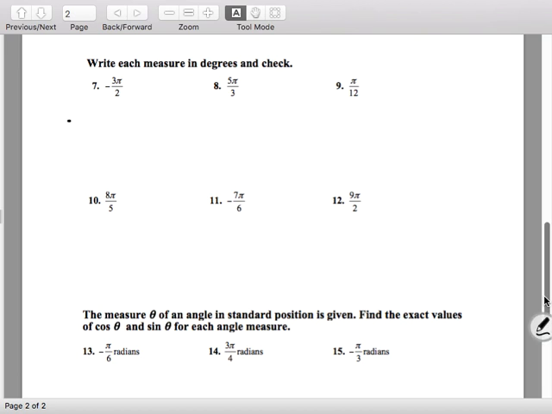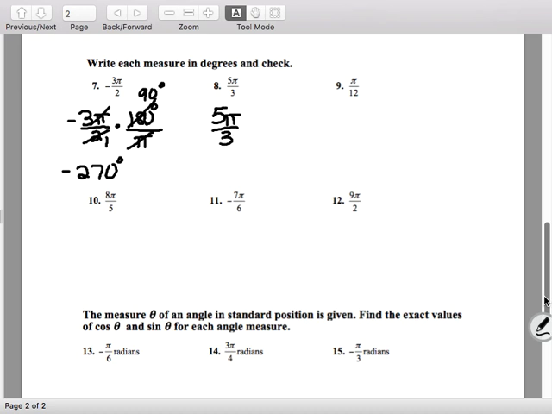So I'm going to need to take negative 3 pi over 2, and I want the radians to cancel, so I need to multiply by 180 over pi. So the pi's cancel, and then guess what? 2 can go into 2 once, 2 goes into 180 90 times, and I'm left with degrees. So that's negative 270 degrees. So this is actually not bad at all.